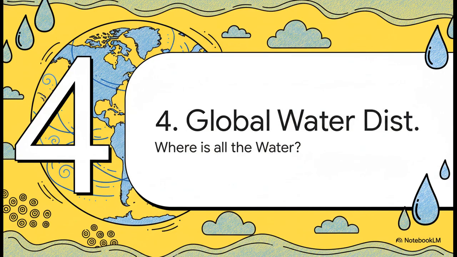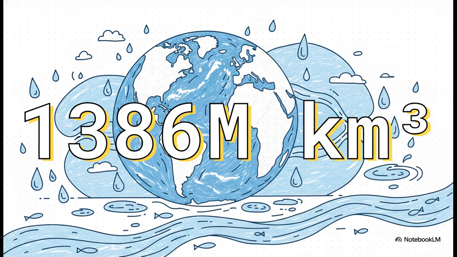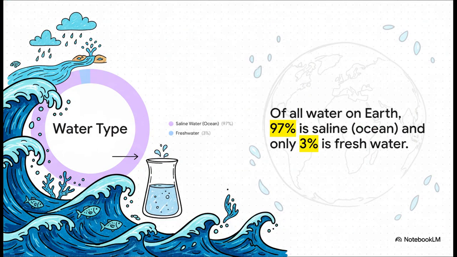Okay, so now that we've broken down all the individual components of the cycle, let's zoom out and look at the big picture. Where is all the water on our planet, and how is it distributed? The total volume of water on Earth is just enormous. We're talking approximately 1,386 million cubic kilometers. It's a number so large, it's pretty difficult to even imagine. But here's the truly staggering fact. Of all that water, a massive 97% is saline ocean water, which we can't use directly. The fresh water that we rely on for drinking and for agriculture makes up only 3%, just 3%.